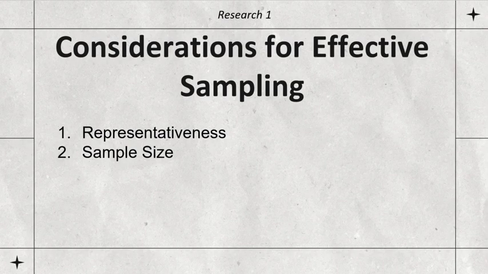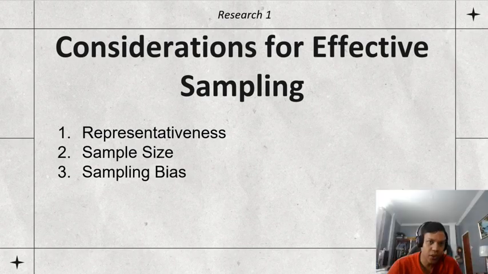The third one is sampling bias, because you need to minimize bias through careful selection methods and randomization. So we need to consider this also in selecting the sample of our research paper to avoid some bias.